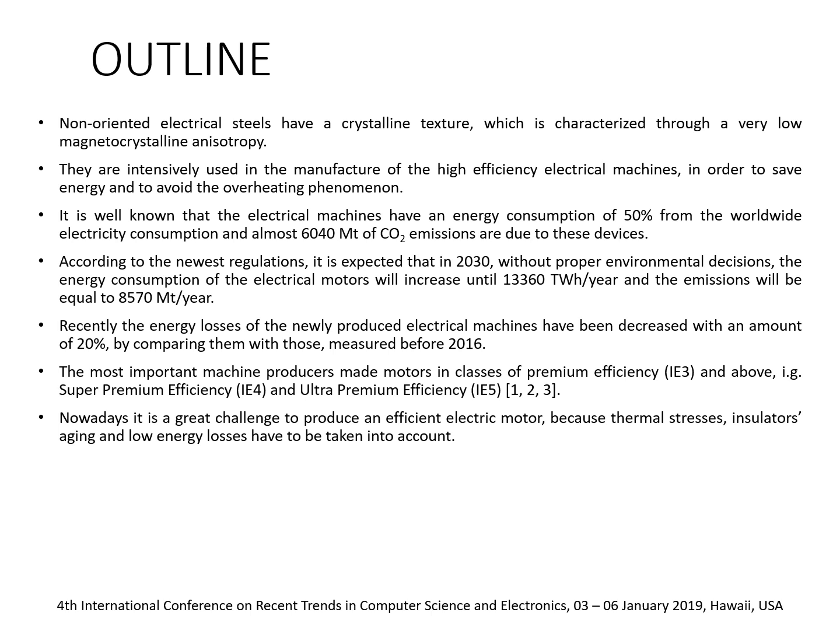Recently, the energy losses of newly produced electrical machines have decreased by 20% compared with those measured before 2016. The most important machine producers made motors in classes of premium efficiency, i.e. IE3 and above, super premium efficiency, i.e. IE4, and ultra premium efficiency, i.e. IE5. Nowadays, it is a great challenge to produce an efficient electrical motor because thermal stresses, insulator aging, and low energy losses have to be taken into account.